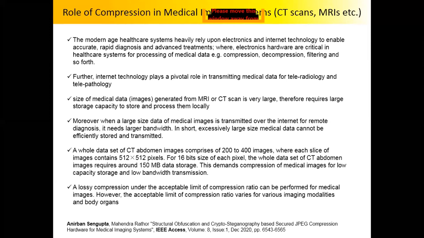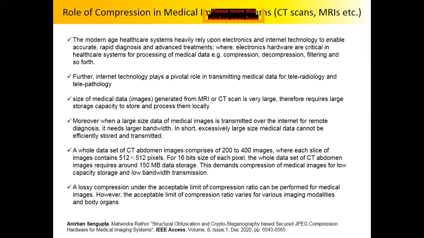And each of these pixels could be 16-bit information. So the whole data set of the CT abdomen image would be somewhere around 150 MB of storage capacity. Just imagine, for just one patient, it is 150 MB. So this demands compression of medical images for low capacity storage and low bandwidth transmission.